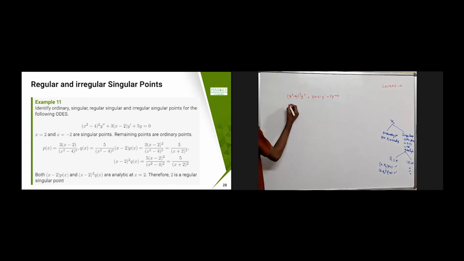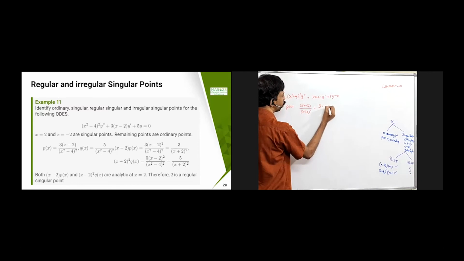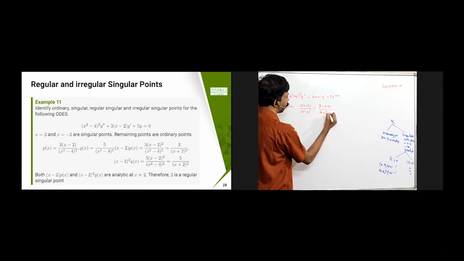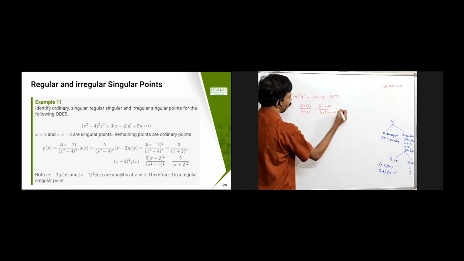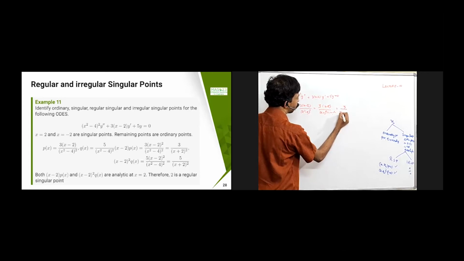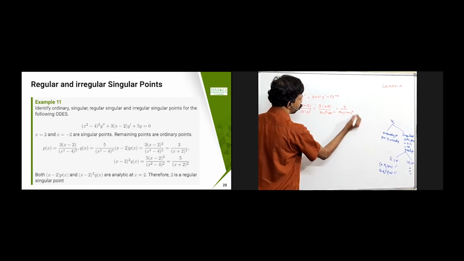What is my P of x here? P of x is nothing but 3 into x minus 2 divided by x square minus 4 whole square. I can write the denominator as x minus 2 whole square into x plus 2 whole square. So this one gets cancelled, and therefore I get 3 by x minus 2 into x plus 2 whole square.